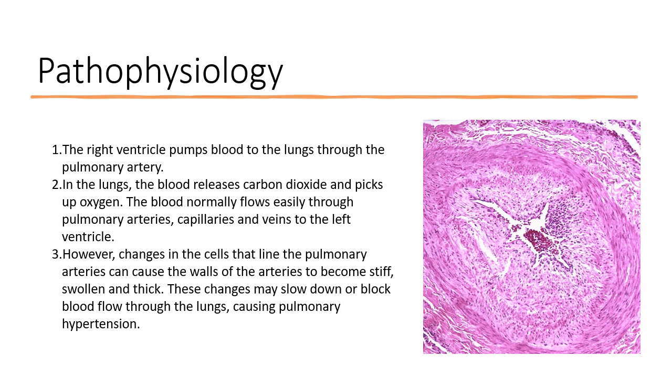What is the pathophysiology of pulmonary hypertension? The right ventricle pumps blood to the lungs through the pulmonary artery. In the lungs, the blood releases carbon dioxide and picks up oxygen. The blood normally flows easily through pulmonary artery capillaries and veins to the left ventricle. However, changes in the cells that line the pulmonary artery can cause the walls of the arteries to become stiff, swollen, and thick. These changes may slow down or block blood flow through the lungs, causing pulmonary hypertension.